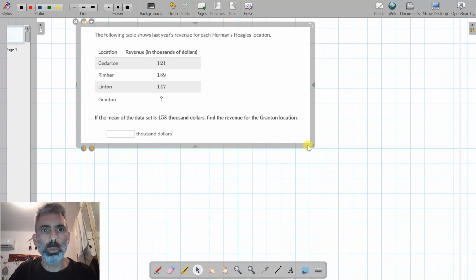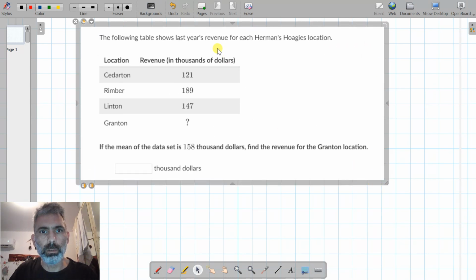The following table shows last year's revenue for each Herman's Hoagie's location. Okay, location and revenue. Cedarton 121, Rimber 189, Linton 147, and Granton unknown. If the mean of the dataset is $158,000, find the revenue for the Granton location. So we don't know the Granton location revenue, but we do know the mean of all the locations.